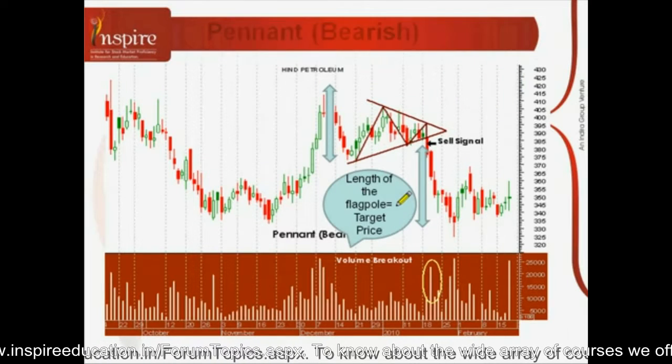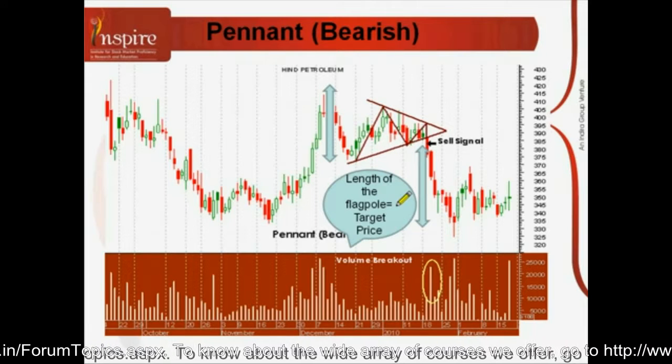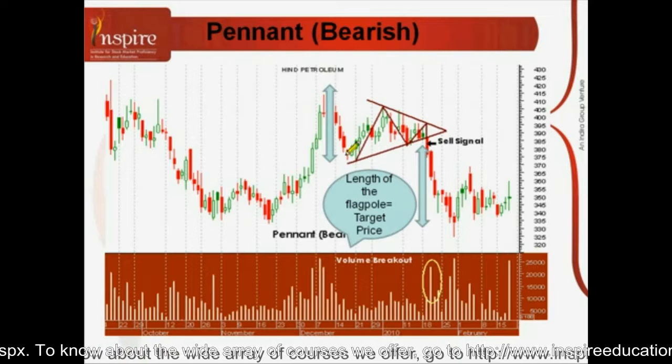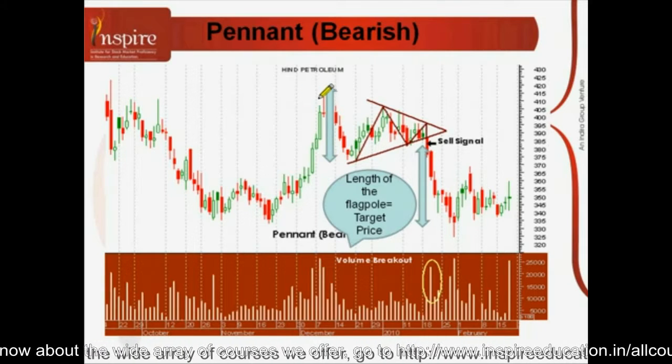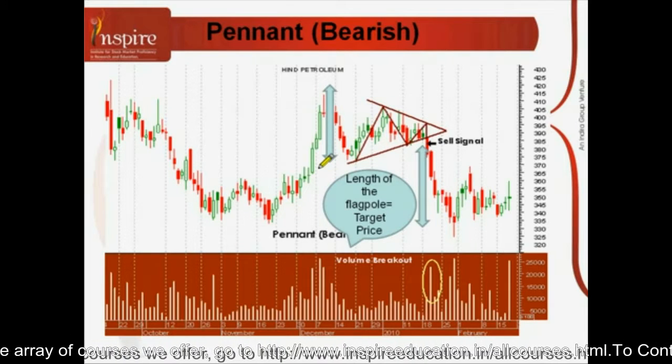So the other criterion is the target price. How do we find the target price of this pattern? The length of the mast or the flagpole, this flagpole which is the sharp steep decrease in price, this is the length of the flagpole or the mast, and it indicates the potential price decrease.